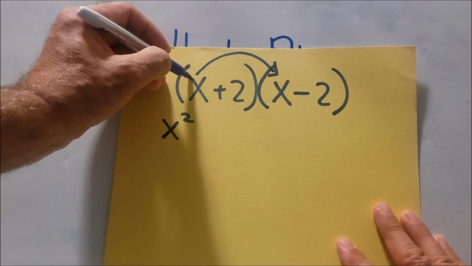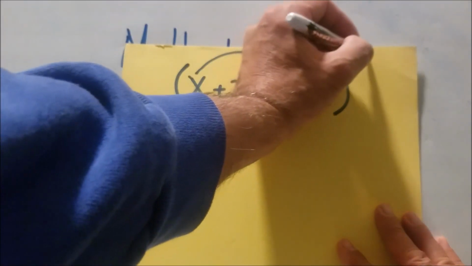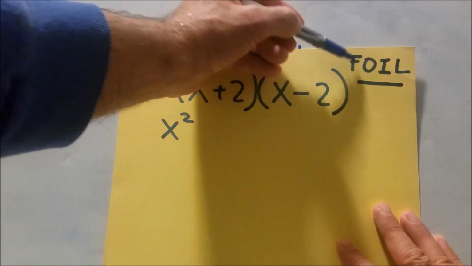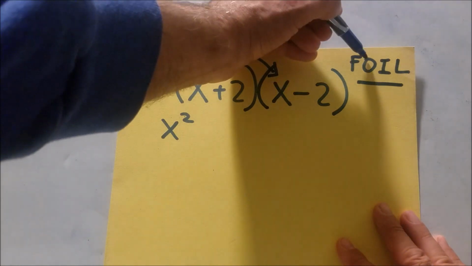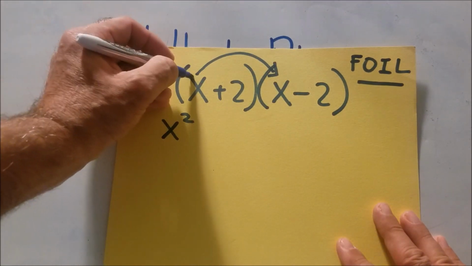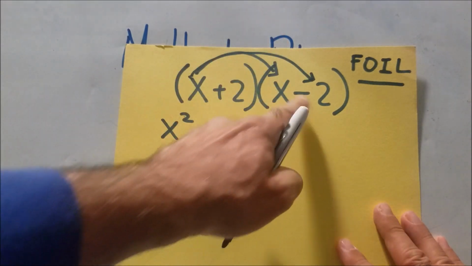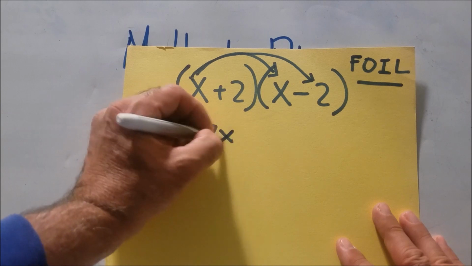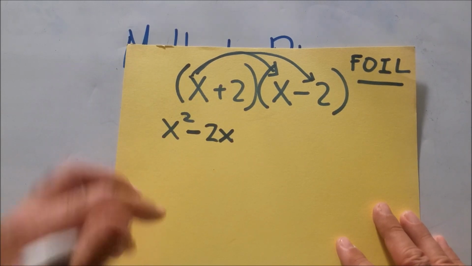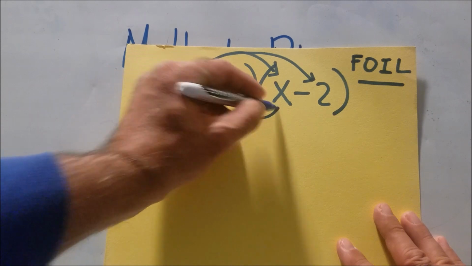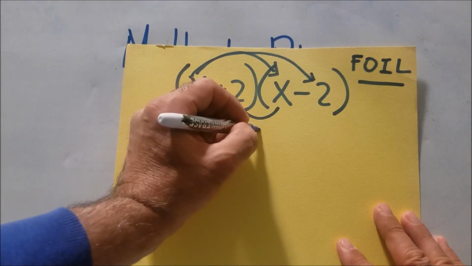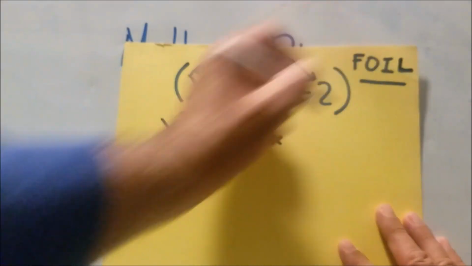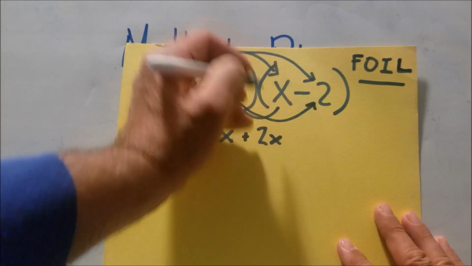Then remember it's FOIL, the acronym FOIL. We did the first term by the first term. We now want to do the outside terms. So we're going to do x times negative 2. Remember there's a negative there. So this will be negative 2x. Then we have the inside terms, 2 times x, and that'll be 2x. And then the last terms will be 2 times negative 2, and that's negative 4.